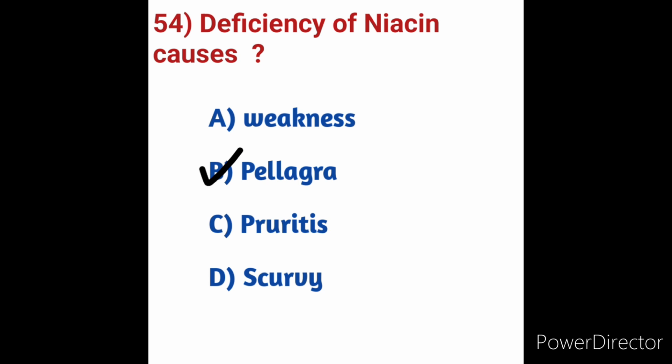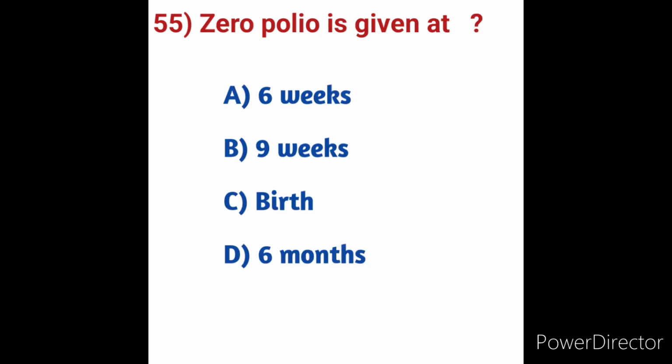Next we will move on to question number 55. Zero polio is given at. We will see the options. Option A, 6 weeks. Option B, 9 weeks. Option C, at birth. Option D, 6 months. OPV is a zero dose. Oral polio vaccine is a zero dose. This is the first dose, taken at birth. The next dose is taken when the child is 6 weeks, the third dose at 10 weeks and the last dose at 14 weeks old. So the zero polio vaccine means at birth.